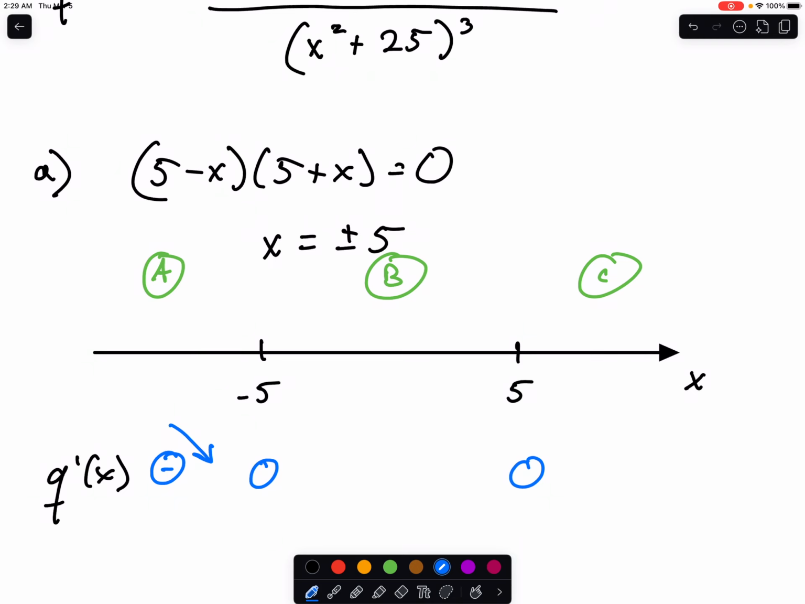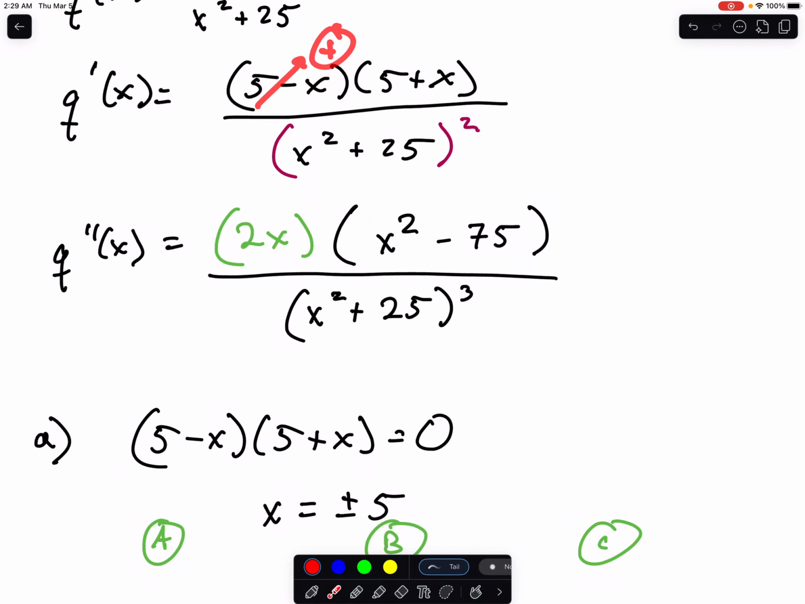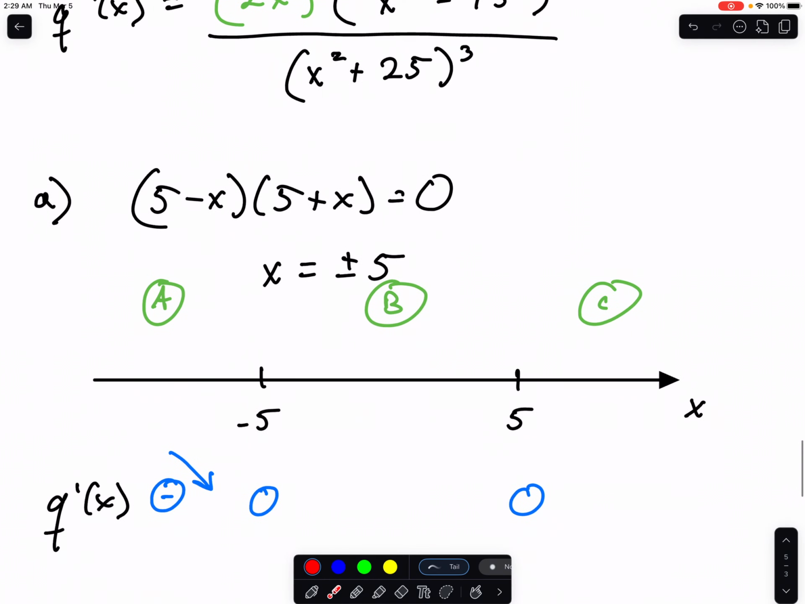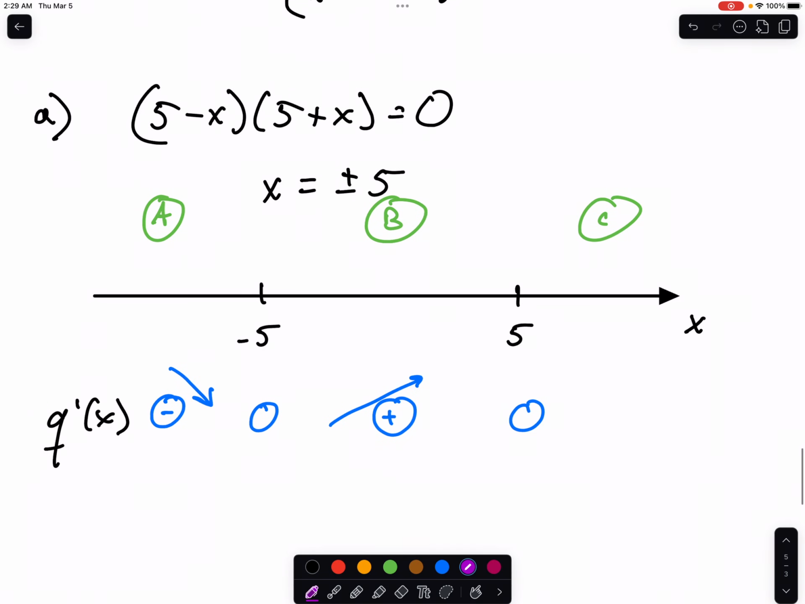In region B, we can plug in 0 into q prime. If we plug 0 into q prime, this guy is positive, this guy is positive, this guy is positive. So we're getting that q prime is positive in region B, which implies the original function is increasing. So that identifies this -5 here as a local minimum.